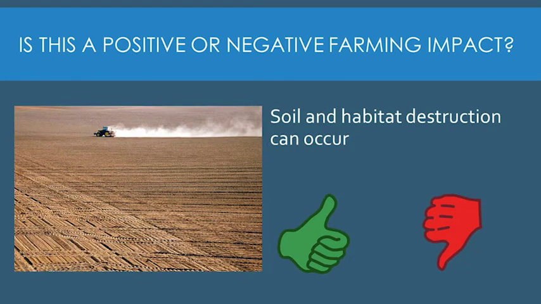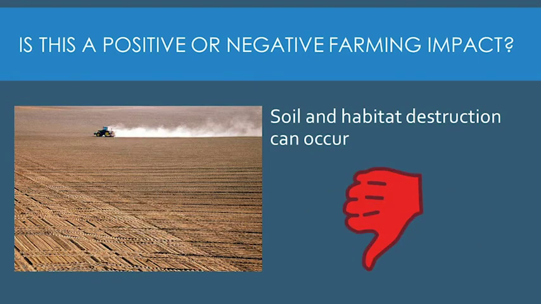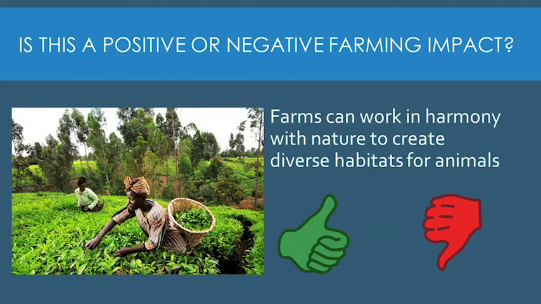Soil and habitat destruction can occur. Is this positive or negative? Farms can work in harmony with nature to create diverse habitats for animals. Is this positive or negative?